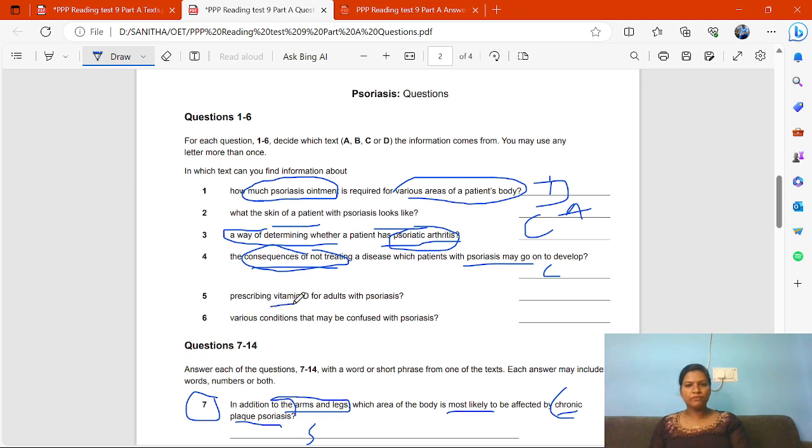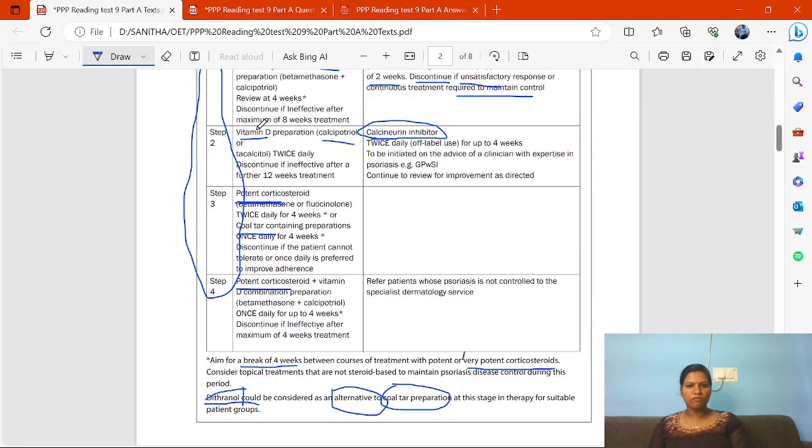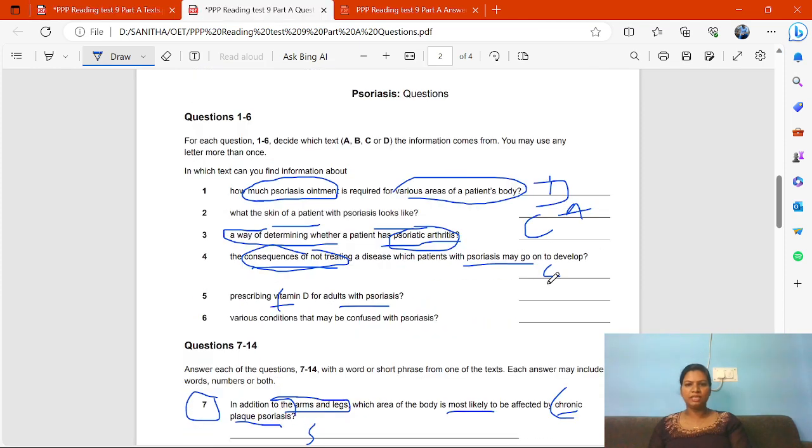Prescribing vitamin D for adults with psoriasis. Where did we get this information? Vitamin D, vitamin prescription. Which text was it? B. Easily you can find out the answer. If you do the questions this way, definitely you will get the match the following answers.